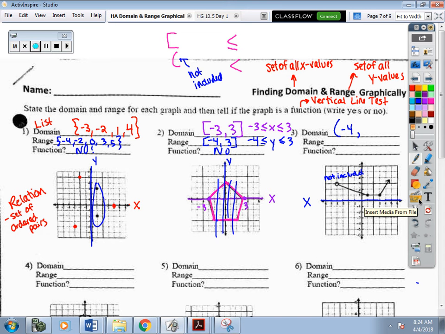Awesome. Infinity, because of this little arrow tip, it's going on forever and ever and ever. Infinity always gets a parenthesis because we don't know what infinity is. It's not an actual number. It goes on forever and ever and ever, so it's not going to stop.